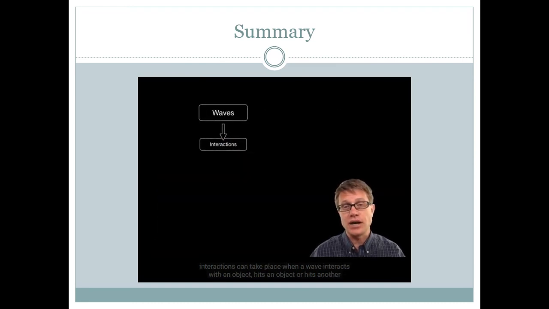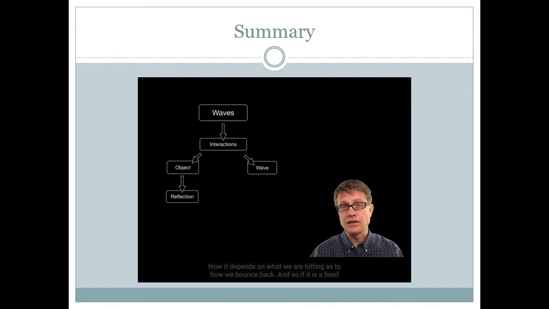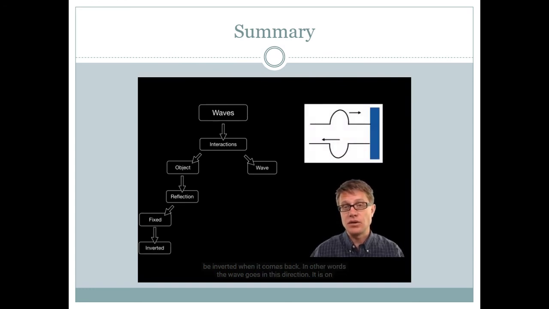Wave interactions can take place when a wave hits an object or hits another wave. When that interaction is with an object, we get reflection. It bounces back. Now, it depends on what we're hitting as to how we bounce back. If it's a fixed object, for example the slinky hits something that doesn't move, the wave will actually be inverted when it comes back.